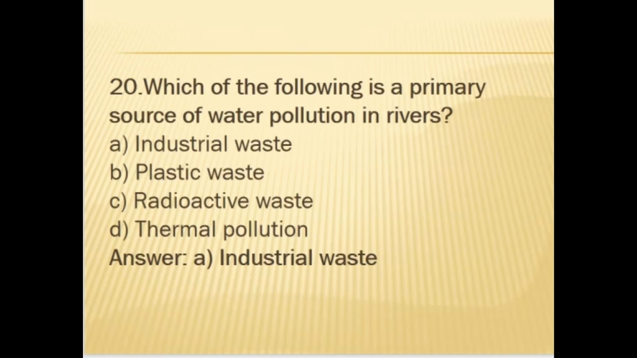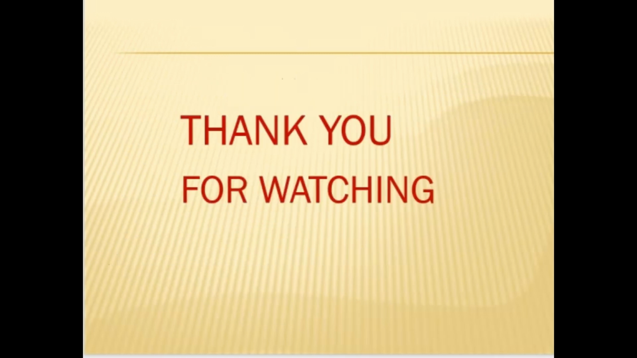Which of the following is a primary source of water pollution in rivers? Industrial waste, plastic waste, radioactive waste, thermal pollution. Answer A. Industrial waste.